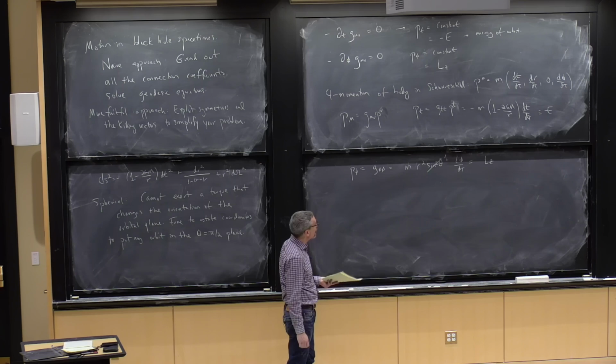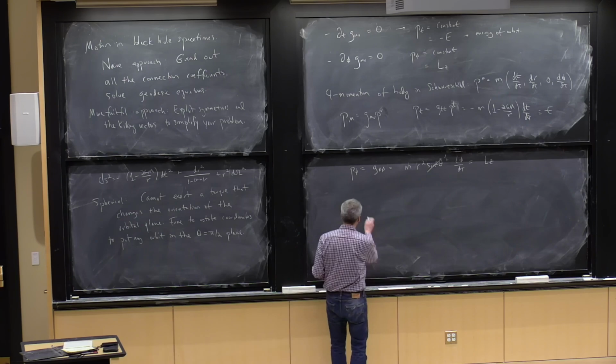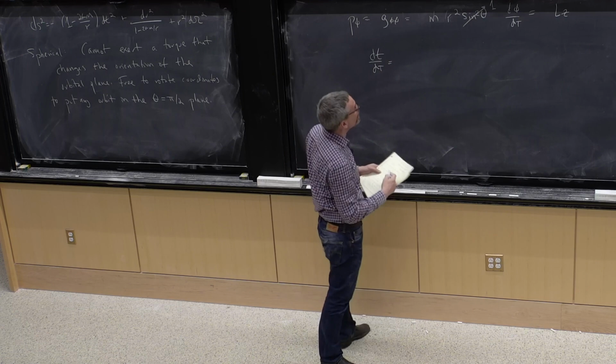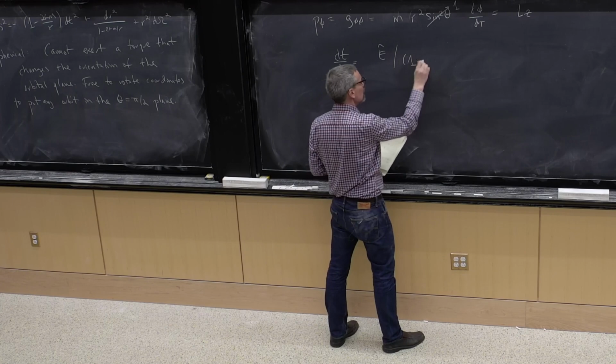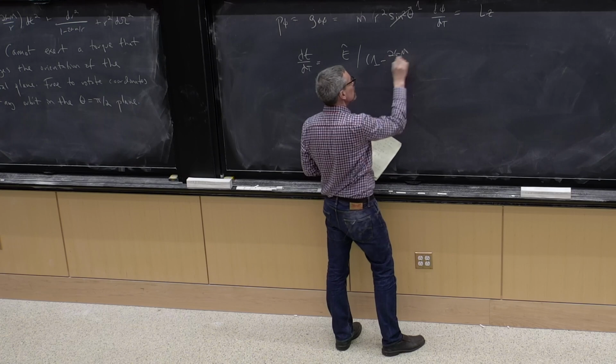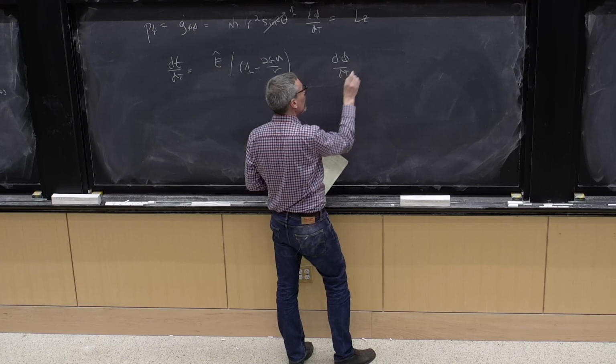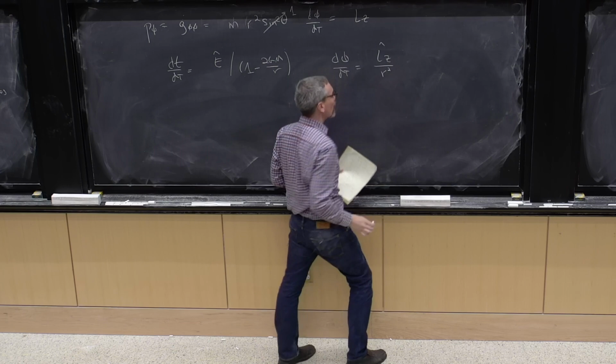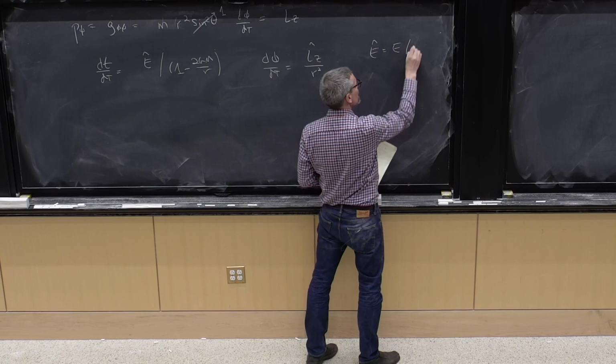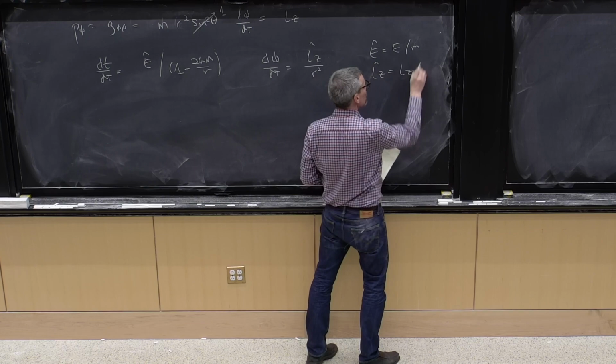So let's massage these a little bit more. I can take these two expressions, and I can use them to write dt d tau and d phi d tau in terms of these conserved quantities. So dt d tau is equal to, I'm going to call it E hat, divided by 1 minus 2GM over r. D phi d tau is going to be L_z hat over r squared. And so these quantities with a hat are just the conserved values normalized to the rest mass.